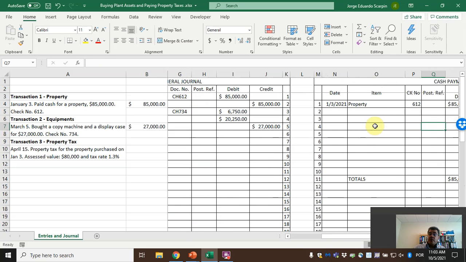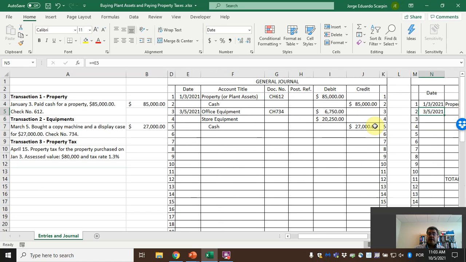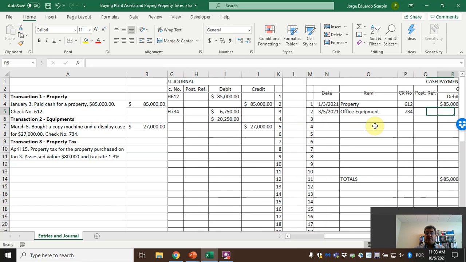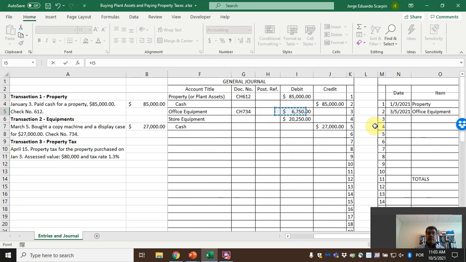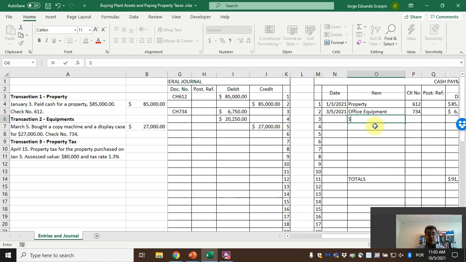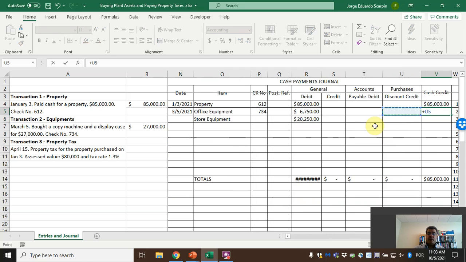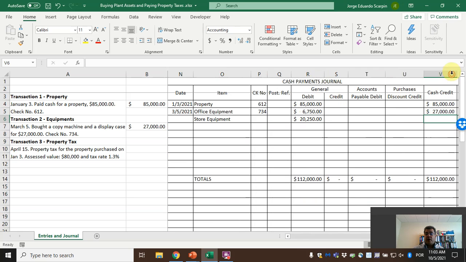So, cash payments, March 5th, office equipment, check number 735, 6,750, store equipment, 20,250, and our total here, cash credit, 27,000, 112.